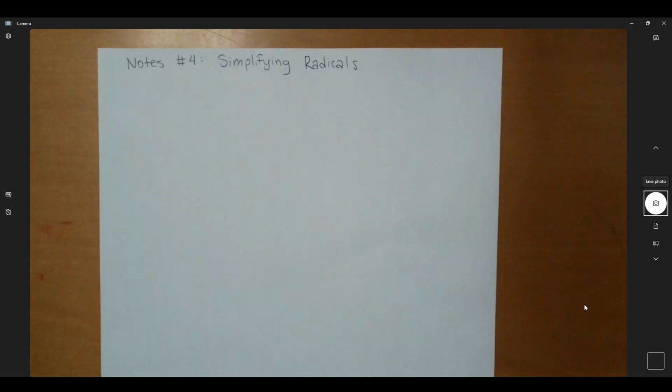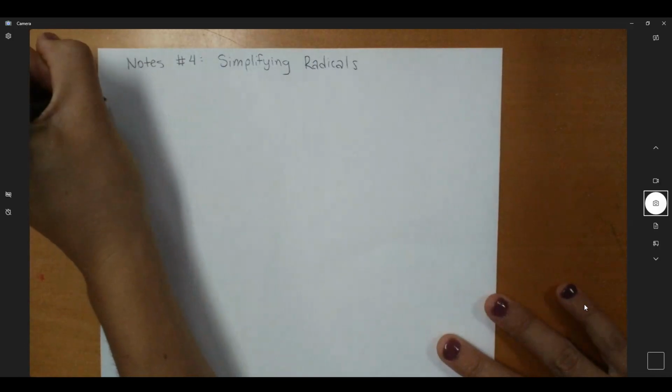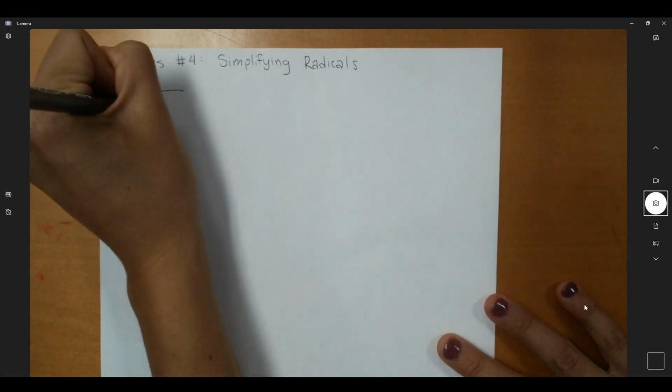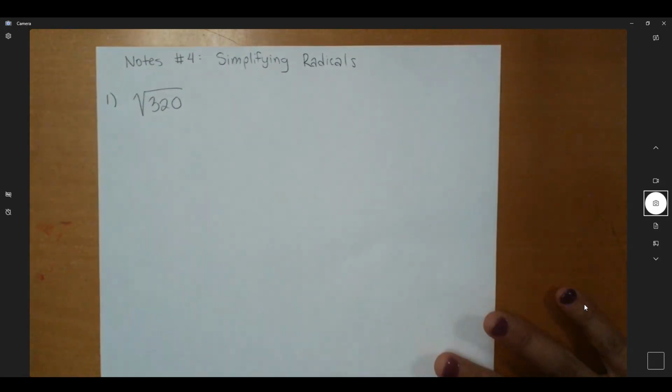All right, notes number 4, we're going to simplify radicals. So when you're simplifying radicals, you want to find pairs, and every time you have a pair, you can pull it out and it can go in front of the radical. But anything that doesn't have a pair would be considered leftovers, and that stays within the radical.